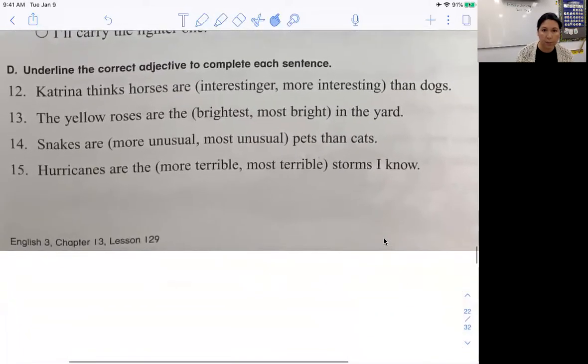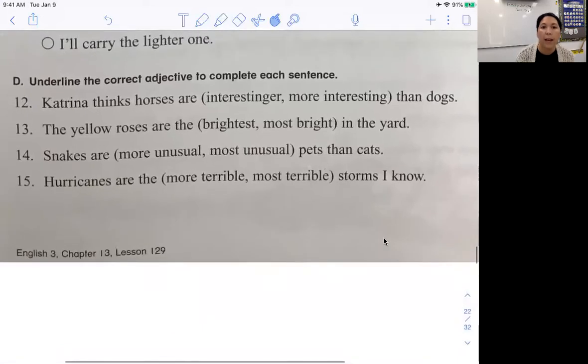And mark your answer. All right, letter D. Underline the correct adjective to complete each sentence. Katerina thinks horses are interestinger than dogs, or Katerina thinks horses are more interesting than dogs. So you're deciding whether this first one, interestinger, is right or more interesting. Okay, if you thought more interesting, you are right. Interestinger, it just sounds weird. We wouldn't put an ER after a word that long.